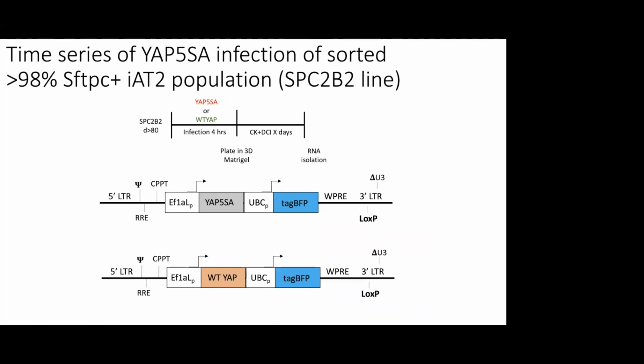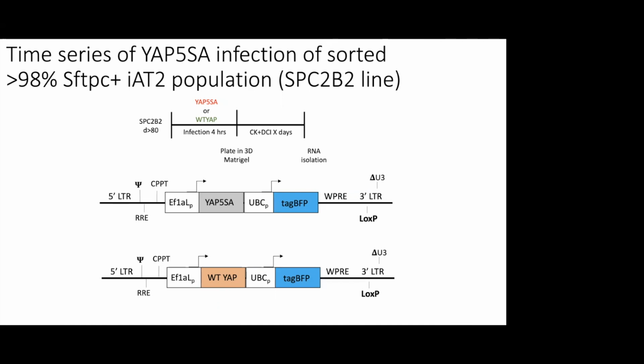So the main one I'll be talking about is this YAP5SA. So it's a mutated form of YAP that cannot be phosphorylated. So it will always go into the nucleus and always affect transcription. And it has this tag BFP reporter as well as a LOXP site, so that I'll actually be able to pre-excise it once it is integrated into the genome.